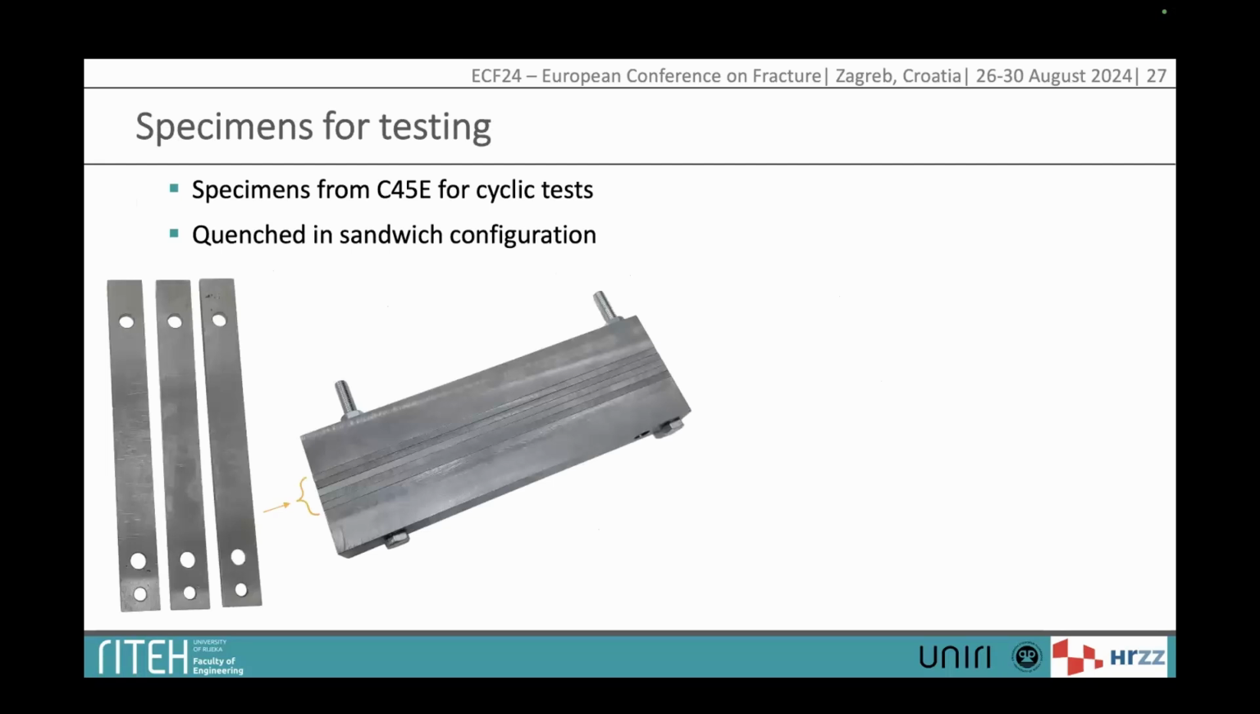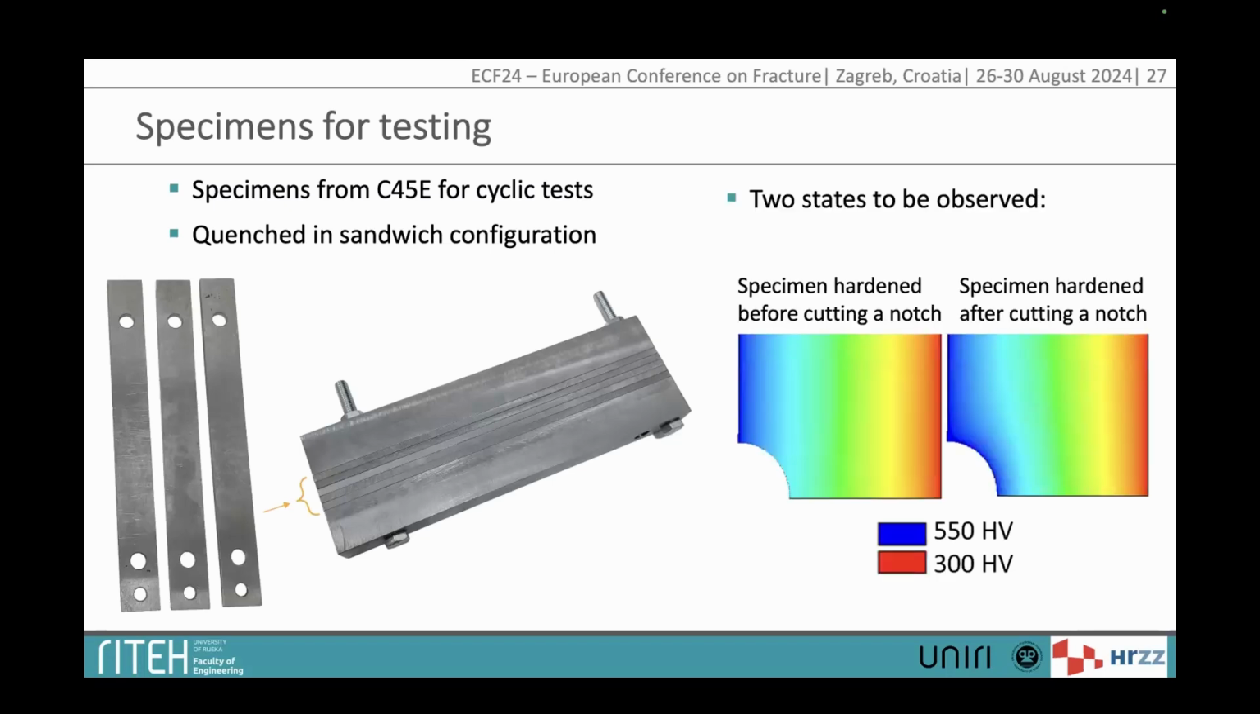And now we did this specimen that will be then also quenched in the same way as that sandwich that you saw. So also they should have from left to right droppage of a hardness. They should be surface hardened. And then on them we would perform the cyclic tests. And we will observe two states, one which is shown there, where we have a specimen that is first hardened and then we cut the notch, and the other which we will first cut the notch and then harden the specimen to see what will be the difference, because here the notch is basically cut off.